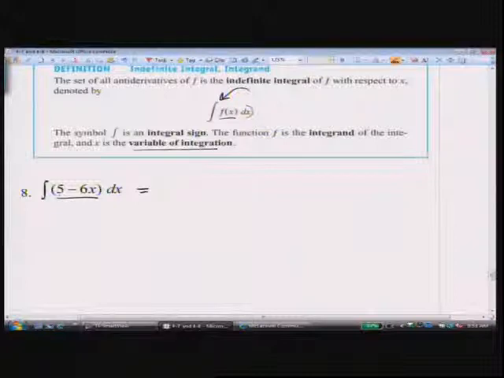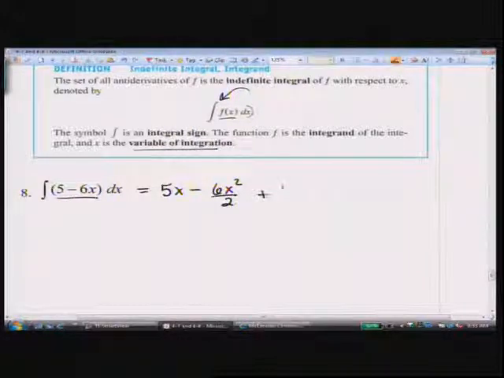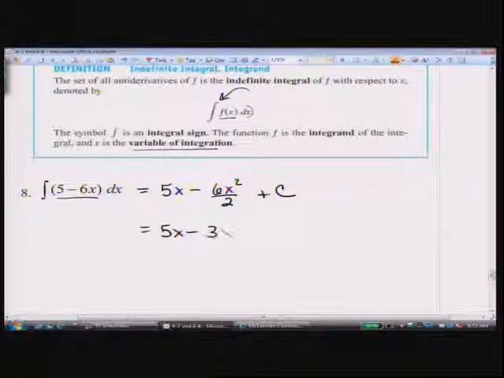Okay, and so what is the antiderivative of 5? 5x. What is the antiderivative of 6x? It's 6x squared divided by 2. I think I heard 3x squared, which is right. And then plus c. So we can clean this up as 5x minus 3x squared plus c. So we're just doing what we were doing. I just introduced this new symbol to you.